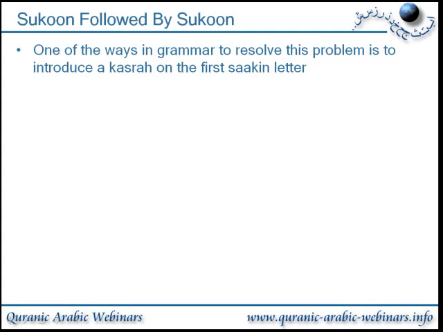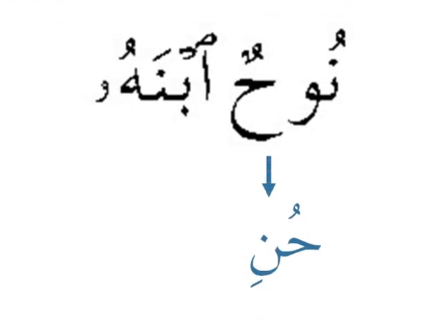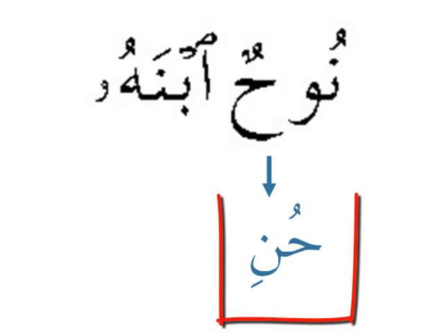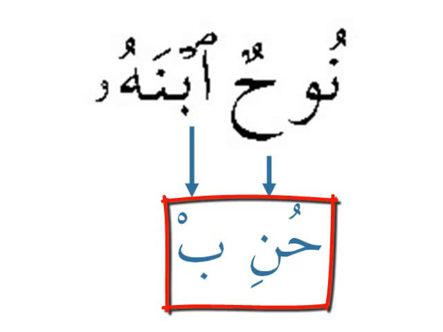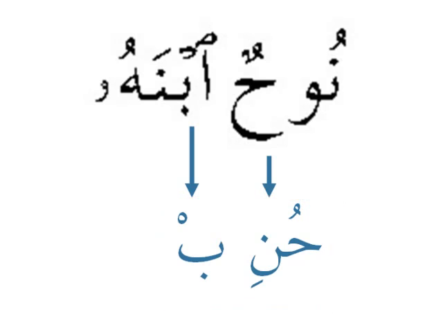One of the ways in grammar to resolve this problem is to introduce a kasra on the first sakin letter. So what we mean by that, same example again. Effectively, if we were to write the hun, i.e. the dhamma tanween, as hun, we would substitute the sakin or sukun on the noon for a kasra. Okay, we would leave the ba as sakin. So essentially we now have hu nib. So we can join. And you'll see this in many cases in grammar where you have a sakin letter followed by a sakin letter. They will put a kasra on the first sakin letter so you can do the join.